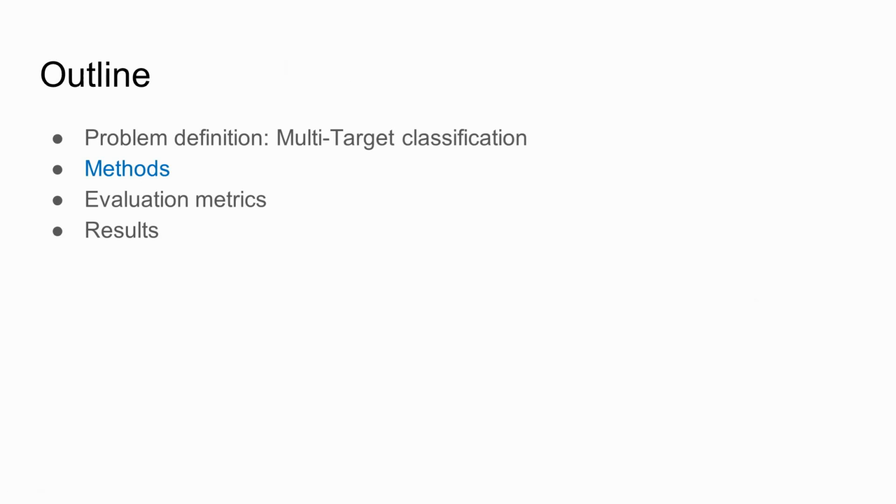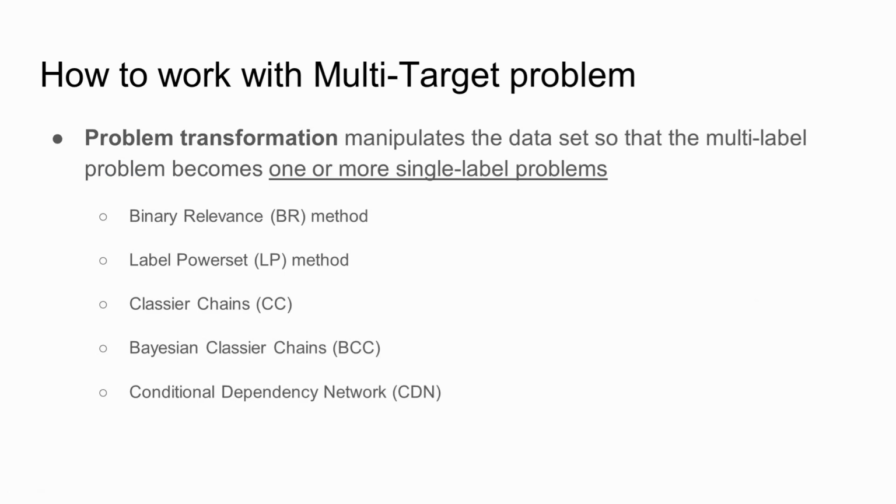So let's take a look at the methods. Methods-wise, we have 5 methods I want to discuss in this presentation, starting with the binary relevance method, then the label powerset method, and then classifier chains, Bayesian classifier chains, as well as the conditional dependency network.